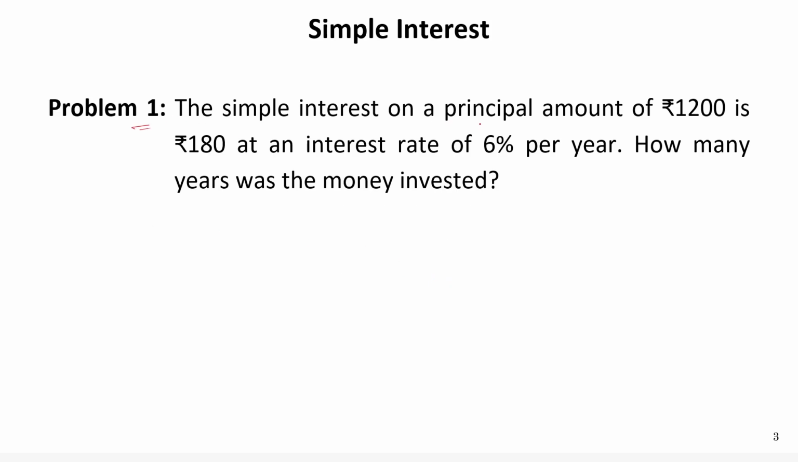The simple interest on a principal amount of 1200 is 180 at an interest rate of 6% per year. How many years was the money invested? SI is equal to PRT by 100 when R is given in percentage form. So the principal amount is 1200 into R is equal to 6%, into T. T is not available here, so we assume the number of years is T. This by 100 is equal to 180, which is given to us.